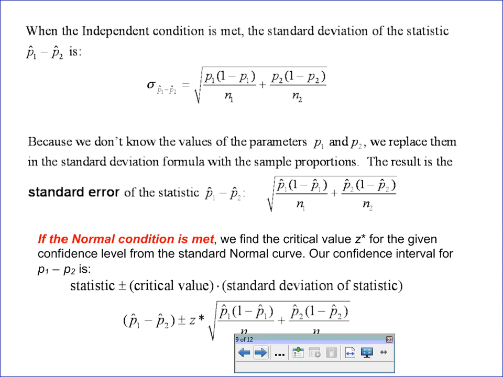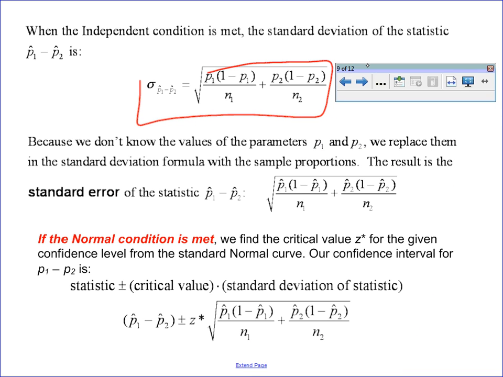So here it is right here. So our overall formula for a confidence interval when we're doing the difference in two proportions is this. And so when we're doing this, pause this and read that through and read all the stuff and read the accompanying section in your textbook.